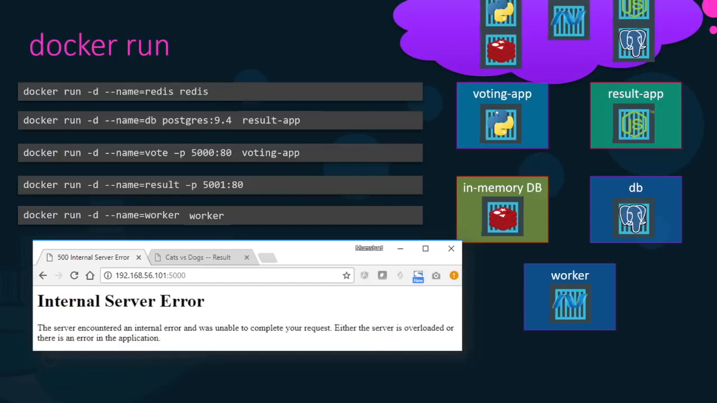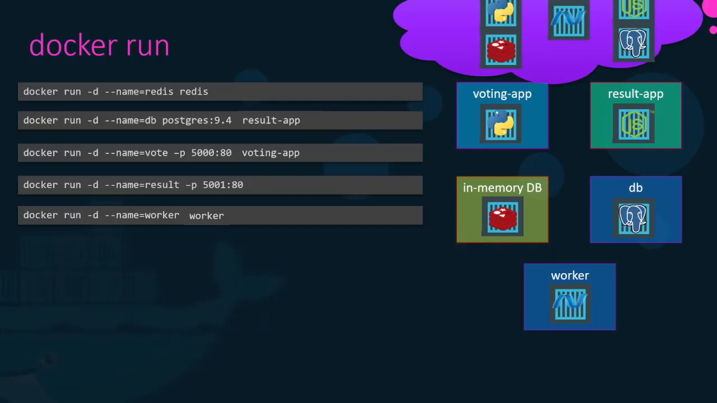As in, we haven't told the voting web application to use this particular Redis instance. There could be multiple Redis instances running. We haven't told the worker and the resulting app to use this particular PostgreSQL database that we ran. So how do we do that? That is where we use links.